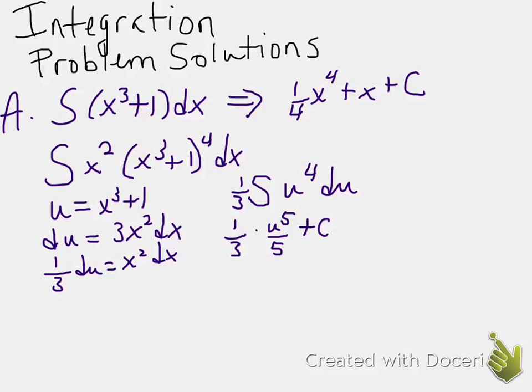Last step, undo my substitution, so replace u back with x cubed plus 1, so I end up with 1/15 x cubed plus 1 to the 5th plus c.